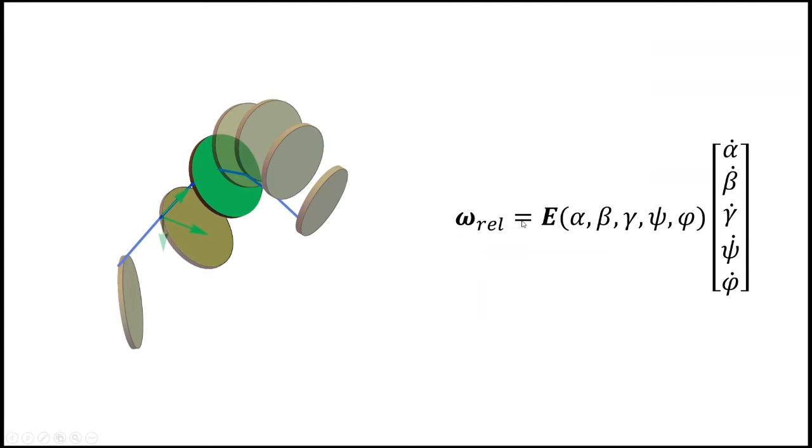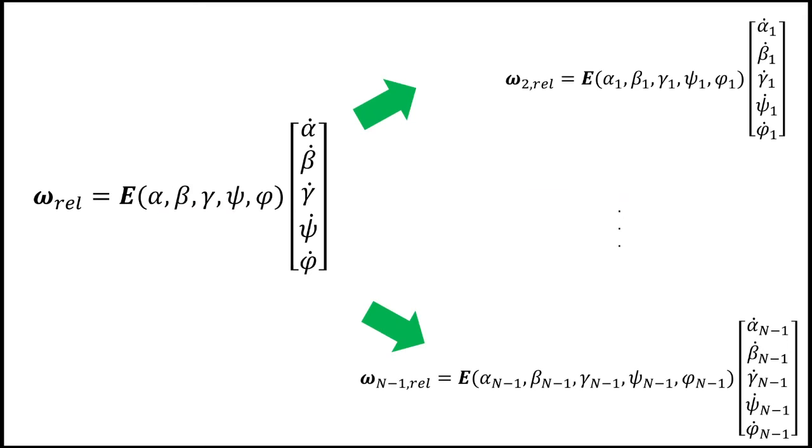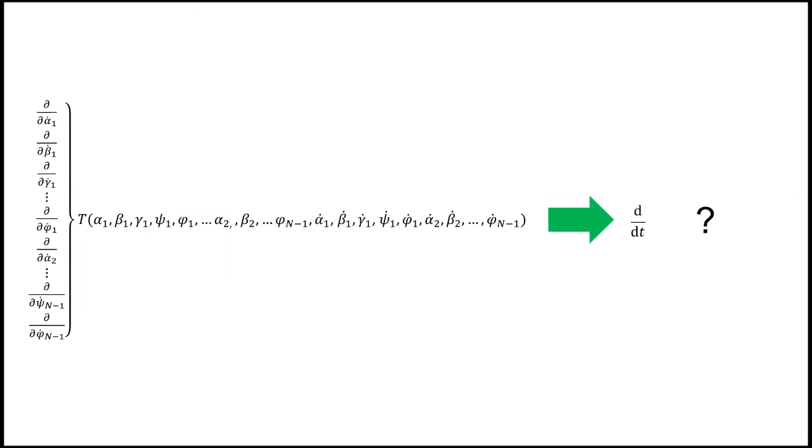The idea described in the paper begins like this. If the disk marked in green is moving relative to the disk immediately before it, we can write the relative angular velocity in the coordinate system shown by multiplying the time derivatives of alpha, beta, gamma, psi, and phi for that thread by a matrix E that depends only on those 5 generalized coordinates. This is the same expression no matter which pairs of disks you are considering. So we can generate every relative angular velocity expression just by appending a subscript using a symbolic mathematics program.